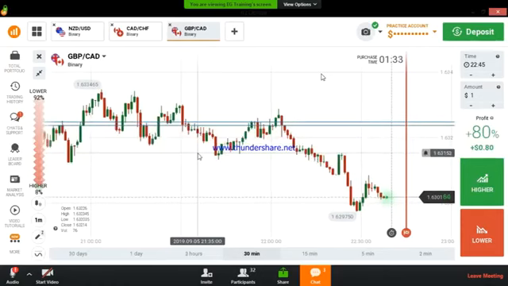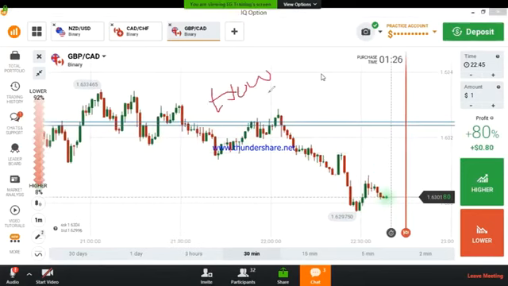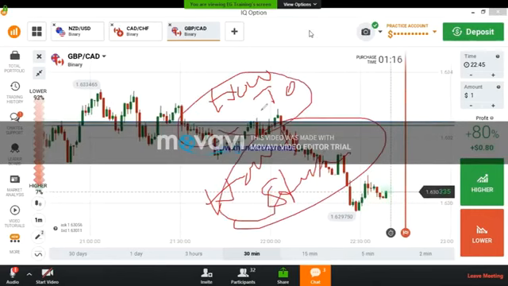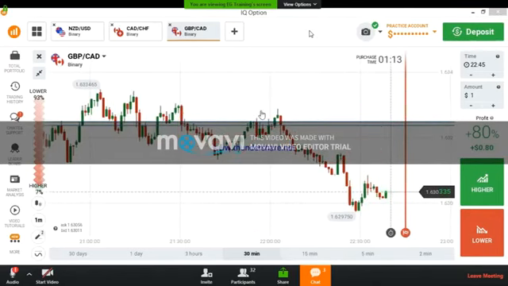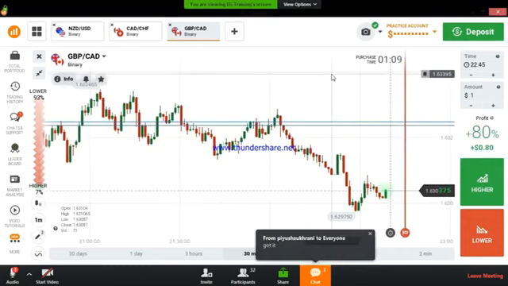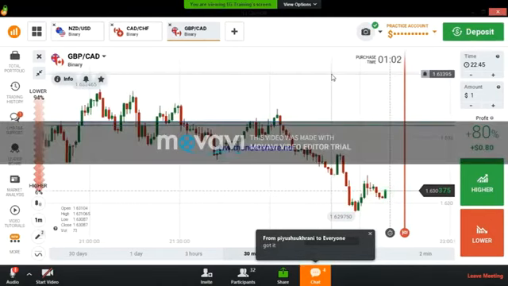This way you can draw strong levels. The topic today is how to draw strong levels, and tomorrow I will explain how to trade on these strong levels. Today's topic is only how to draw the strong levels. If you have any questions on these topics now, you can ask me. I will clarify those. Yes, sir, I have one question. Yes, ask me.